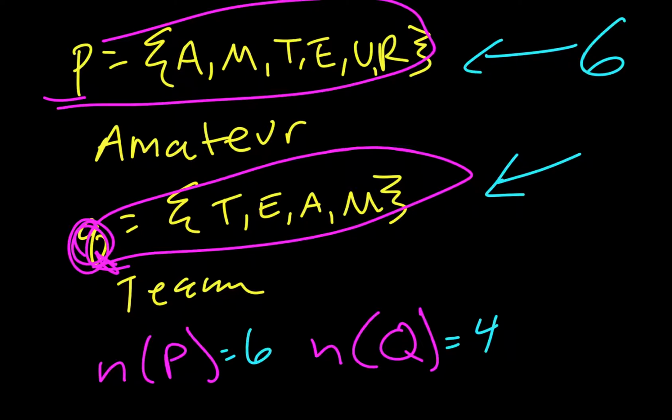Now, on part C, it says decide whether the statement is true or false. So we have this statement that U is contained in, so it kind of looks like an E. Look in your book to see exactly what it looks like. But is U contained in set Q? So we go to set Q. Is there a U inside of this? No. So we're going to say that one's false.